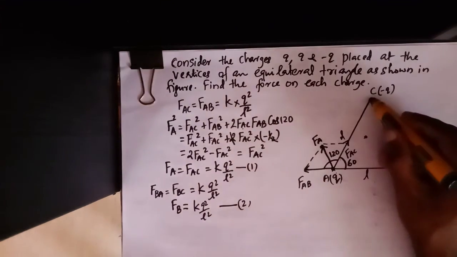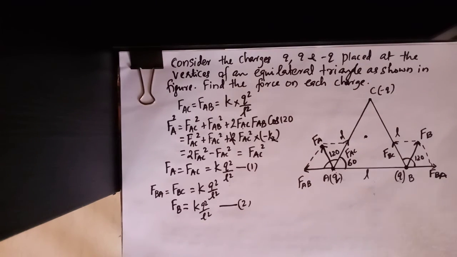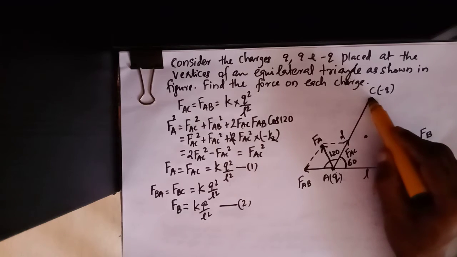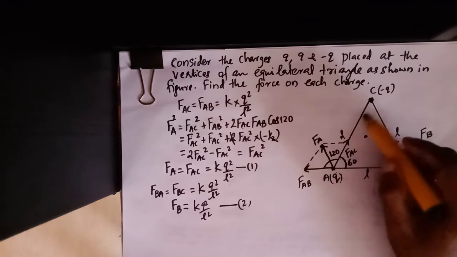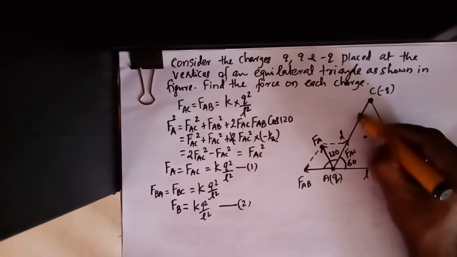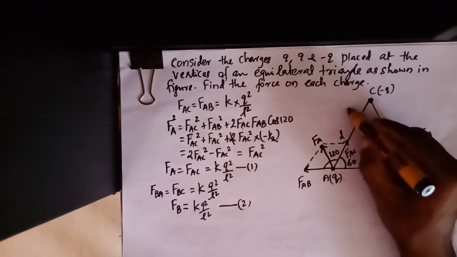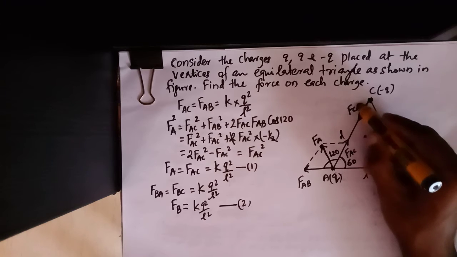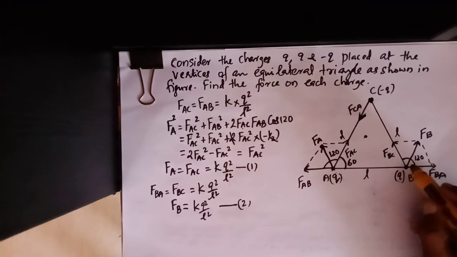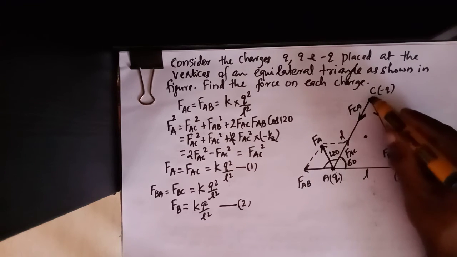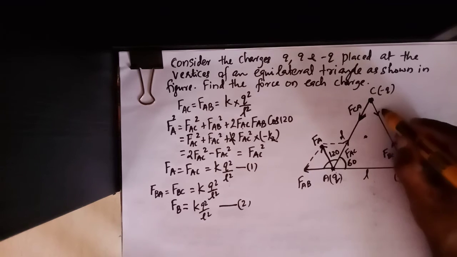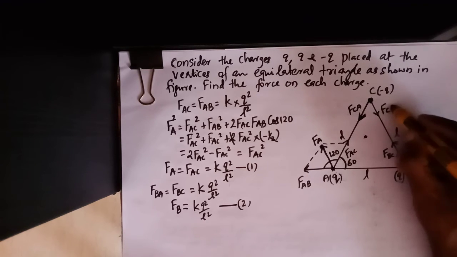Now we have a third charge here. Okay, we need to find the net force on the charge at C. So this charge is attracted towards A because it is positive. It will experience an attractive force downward, and we can give the magnitude of the force as Fca. What about this? This also will attract in this direction. This is negative, so it feels an attractive force in this direction. I can give the symbol Fcb.